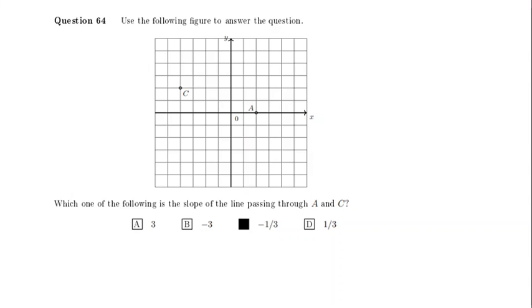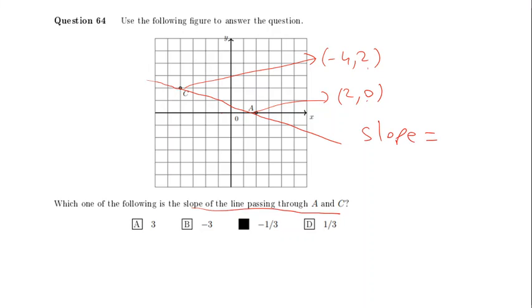Use the following figure to answer the question. Which one of the following is the slope of the line passing through A and C? Okay, we are talking about the slope here. Now we know the coordinates of this point is (-4, 2). So here it's (2, 0). So what's the slope?